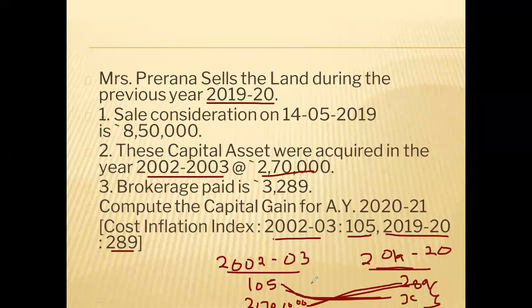2,70,000 into 289 divided by 105. You will get the inflated cost. Can anybody calculate what will be the revised cost?